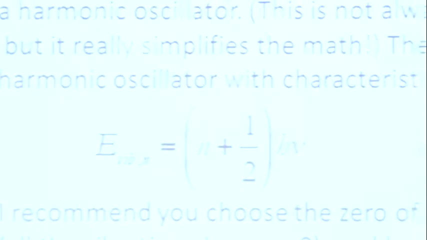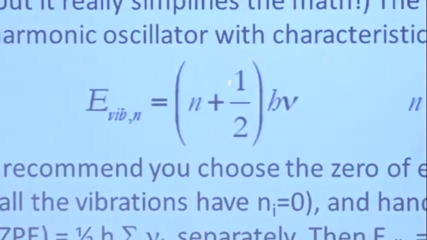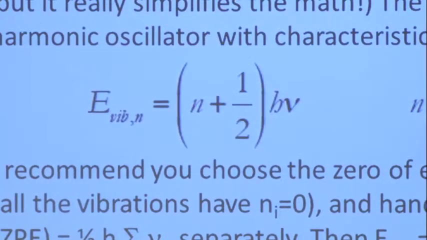And so then you have to decide what your zero of energy is going to be. Is it going to be the classical one where the vibrations have no energy? Or is it going to be the quantum mechanical one where they have what's called the zero point energy, where all of the n's are chosen to be 0 for all the vibrations, but you'll still have the sum of these one half times h nu of all the frequencies in your molecule?